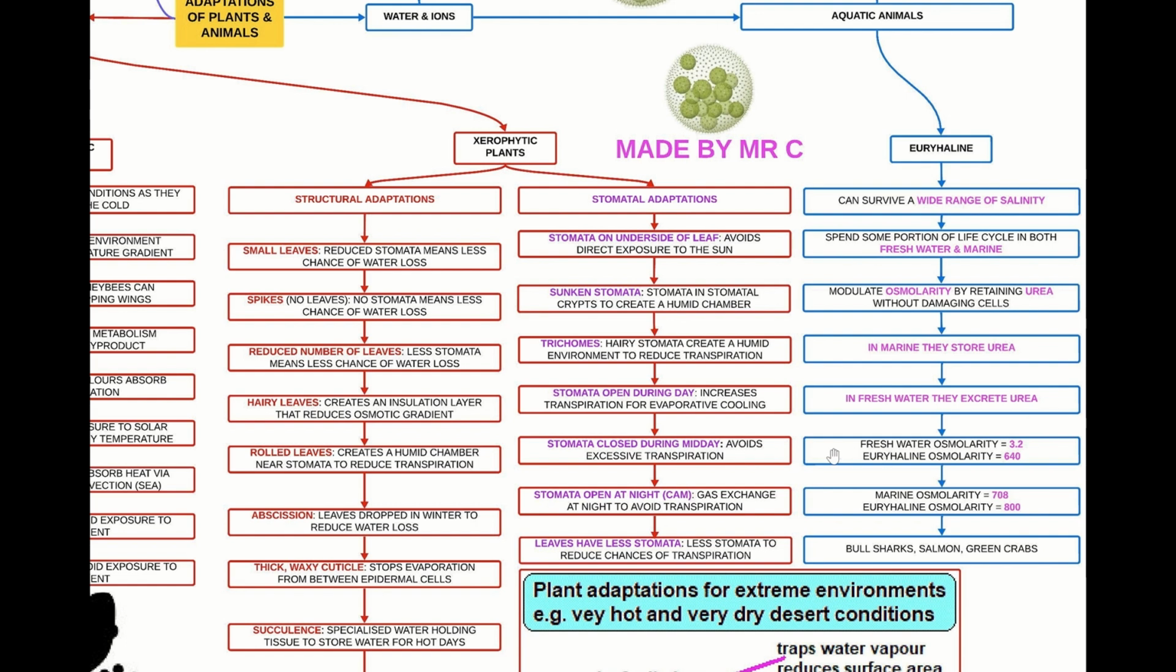Here we have some figures. The freshwater osmolarity is 3.2 millimoles per litre, and the euryhaline blood osmolarity is 640. But when they get into the marine environment, the seawater osmolarity is 708 millimoles per litre, and the euryhaline blood osmolarity is 800. Therefore, it's still hypertonic, drawing in water through osmosis.